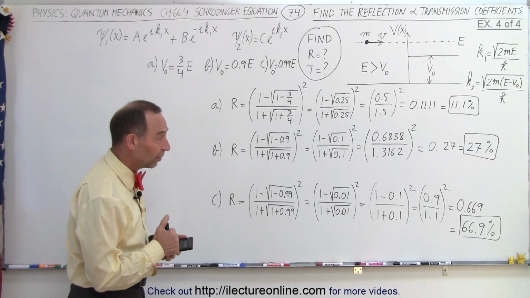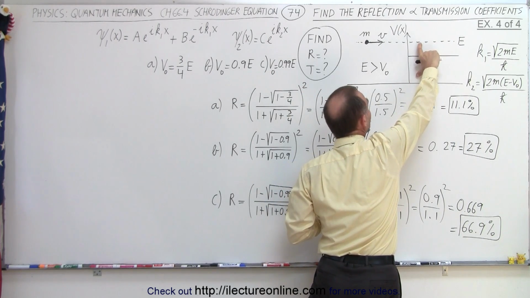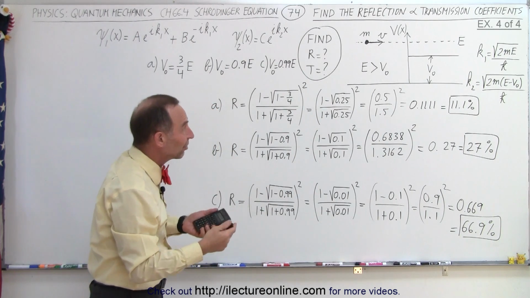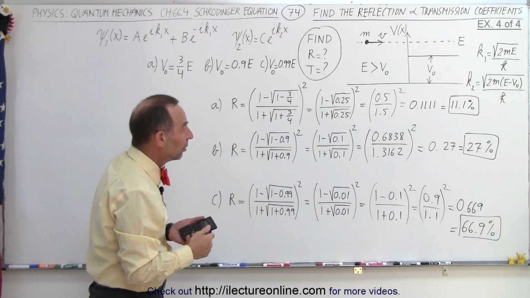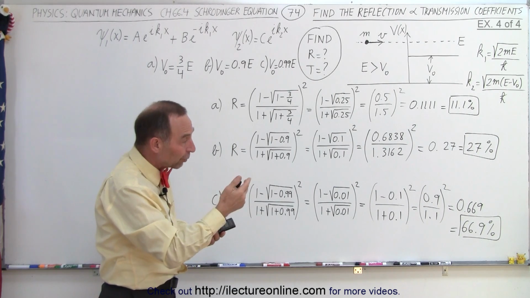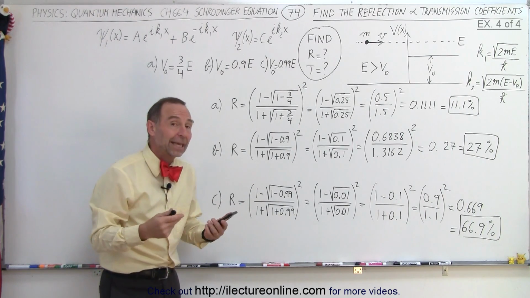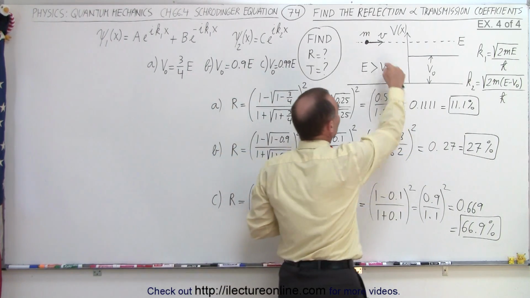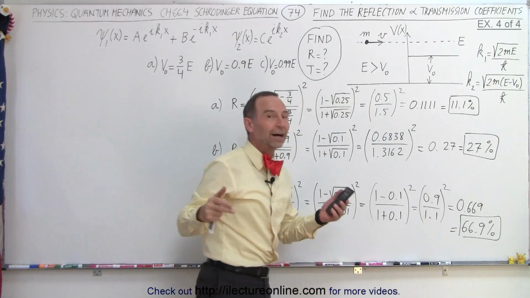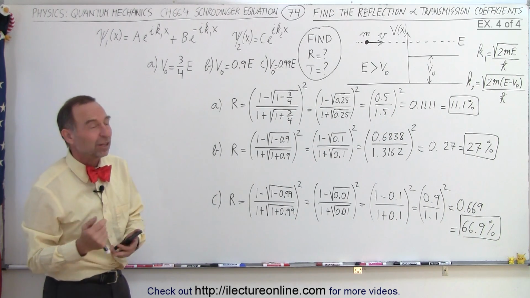Now that's an interesting result. With the potential step being 99% of the energy of the particle, only 2/3 of them are reflected, and 1/3, about 33%, is still transmitted. Now, of course, compare that to classical mechanics. If this was a particle and the potential step was 99% the energy of the particle, 100% of the particles would still be transmitted and 0 would be reflected. So it's kind of an interesting result.